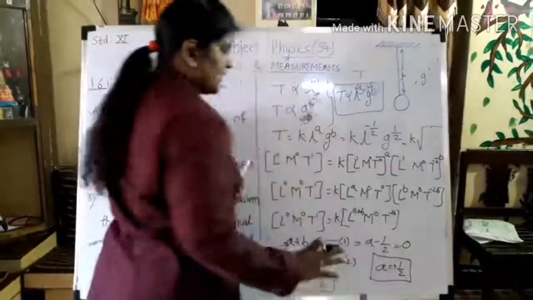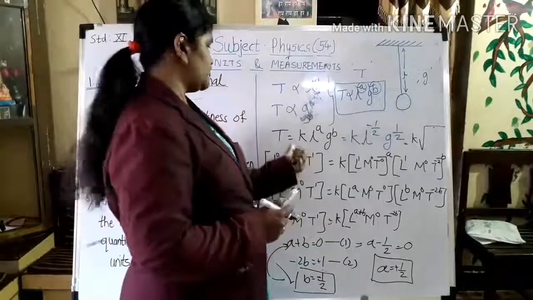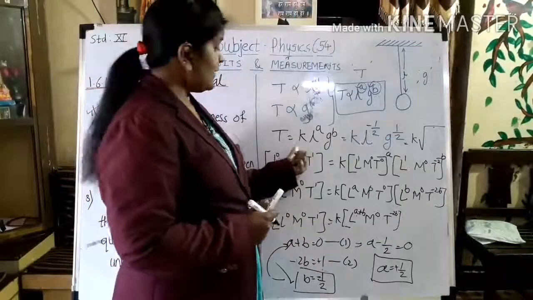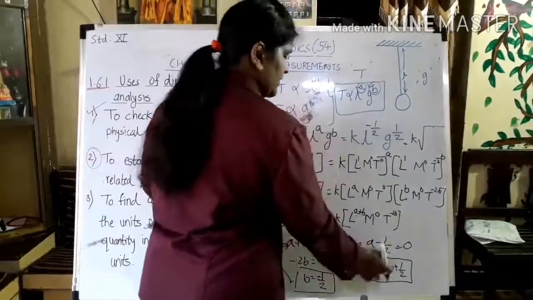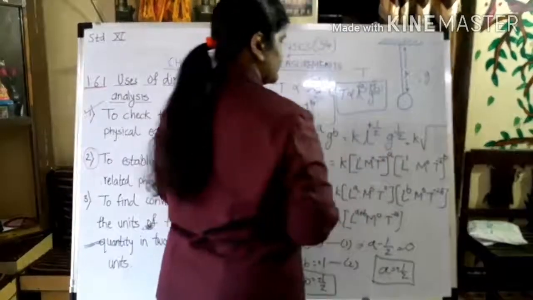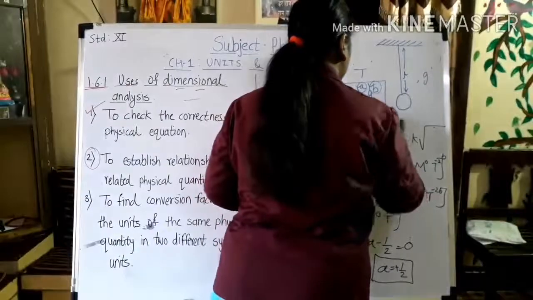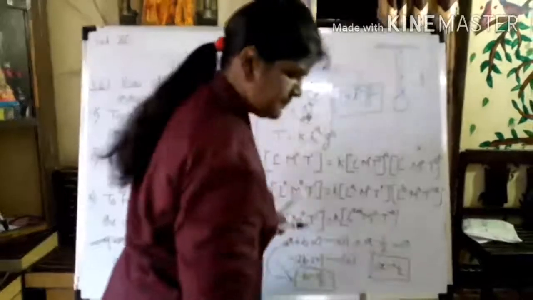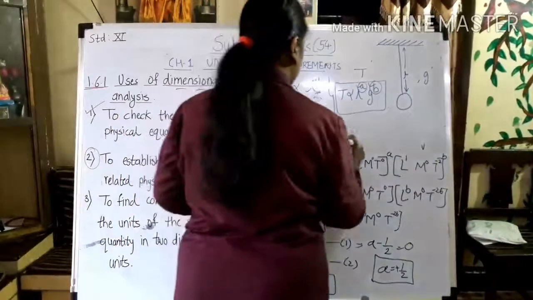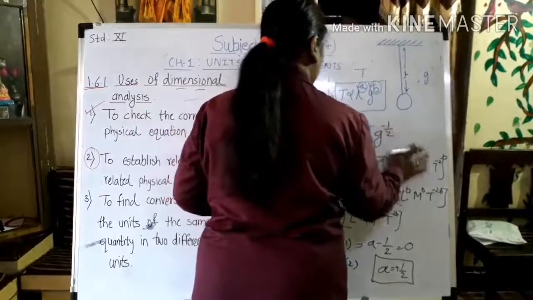So now we are going to substitute the values for a and b in the equation which is T is equal to k, L raised to a and G raised to b. Now what is a? A is +half. And what is b? B is -half. So I will substitute value for both of them and I will get k, L raised to half and G raised to -half, right?